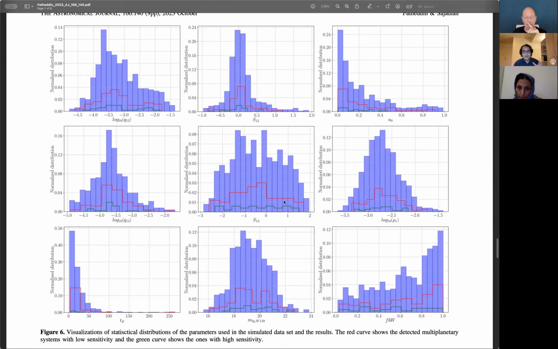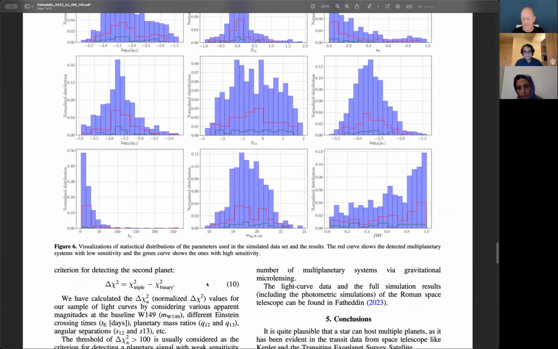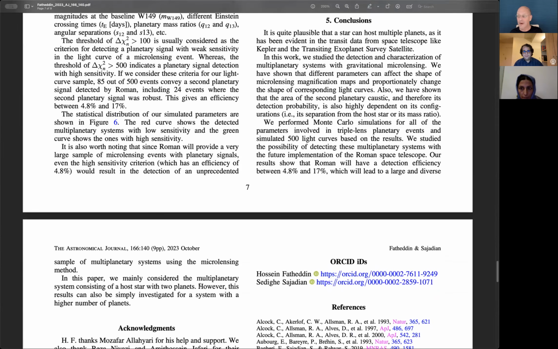Right. So this shows how we chose our parameters to involve in the simulations. We use the Markov chain Monte Carlo method to get a clear look at the parameters. Very nice. Beautiful work. Congratulations. Thank you.